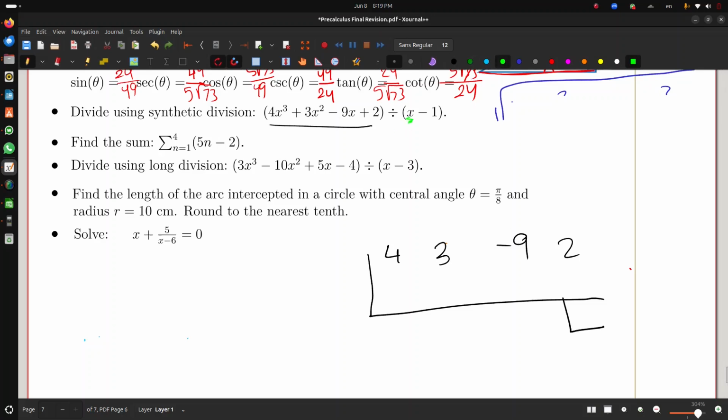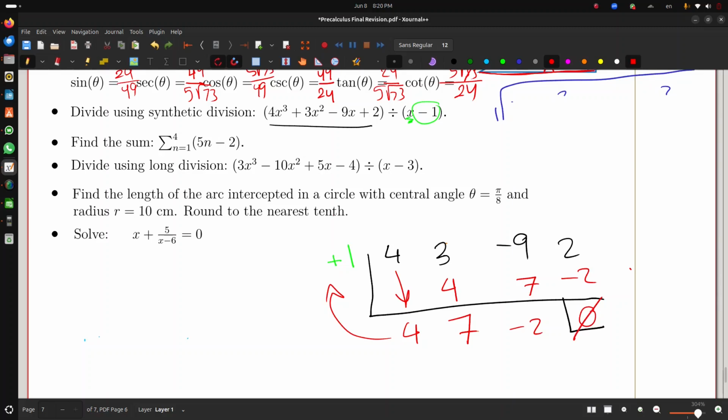Okay, we don't have a coefficient for x, so we take this number and get the inverse of this number. It's positive 1. Do 2 steps: drop down, multiply, drop down, multiply, drop down, multiply, drop down. There's no remainder, and this is the answer. This is power 3, this is power 1, the difference between them is 2, so this is the coefficient for x power 2, plus 7x, and the last one minus 2.